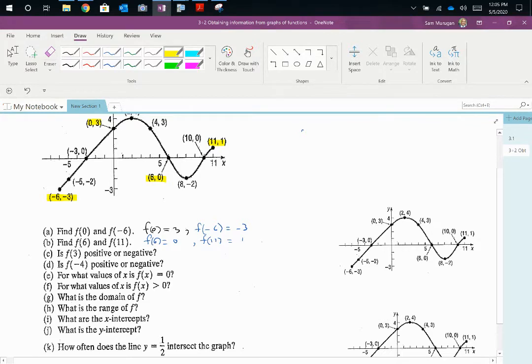Is f(3) positive or negative? So f(3) is not specifically shown on the graph. When x is equal to 3, that point is not actually shown on the graph. But we know that if we were to mark it, when x is equal to 3, it would be this point here. And that y value would be positive. And again, f(-4) is not shown on the graph, which would be about here, right? -4. And that y value would be negative.